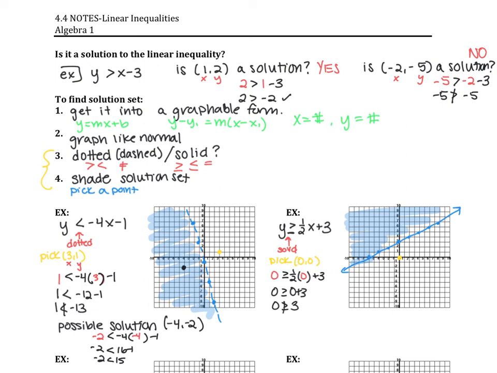So let's pick a possible solution. If I pick a possible solution, it's any point in the shaded region. So I could pick the point 8, 9. 8, 9 is a possible solution.